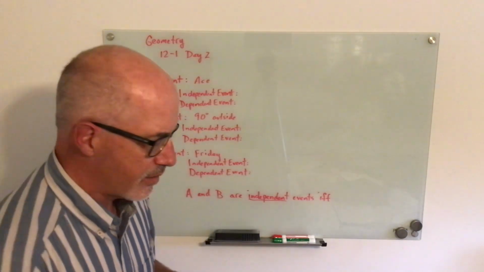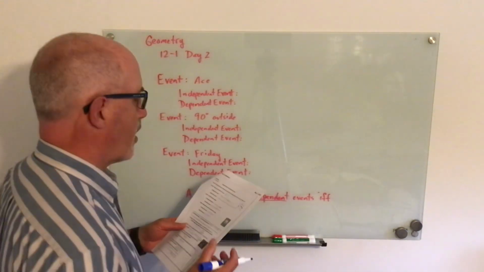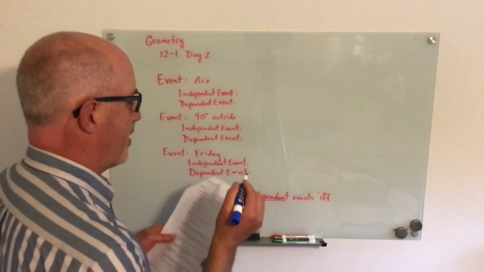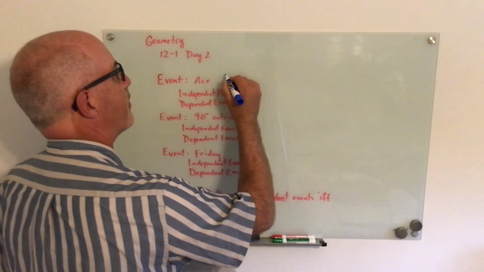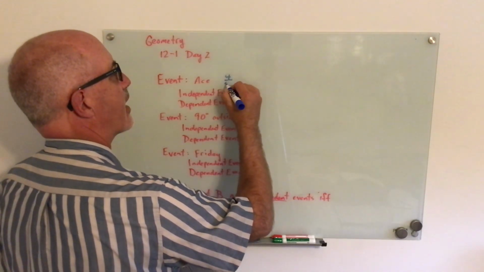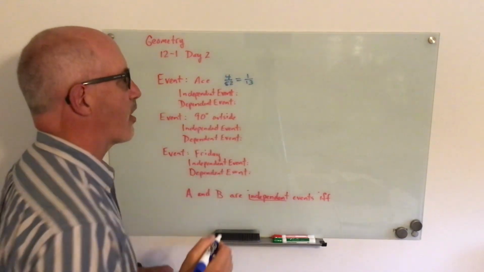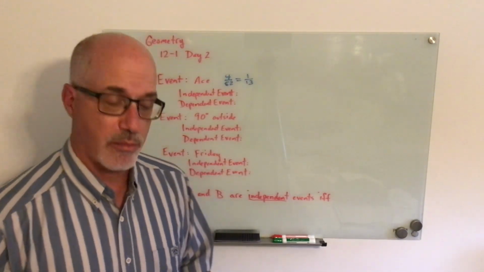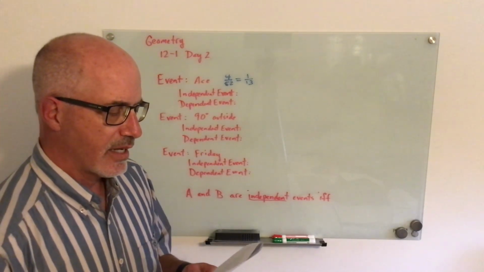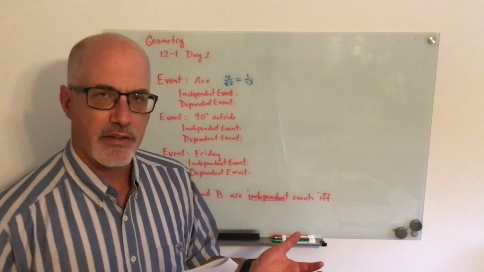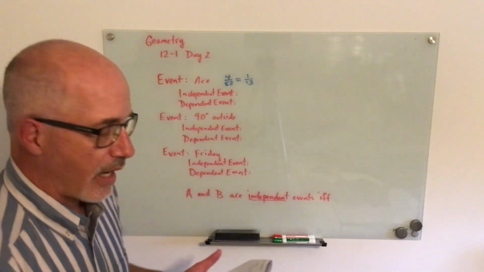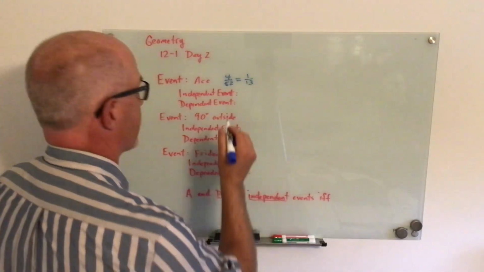So let's look at these. First of all, the event that I draw a card and it is an ace. That's going to be a 4 out of 52. There are 4 aces in a deck, 52 cards in the deck of cards. And so that's a 1/13th probability. That's just that event. Now, an independent event from that would be I can roll a dice and get a 6.